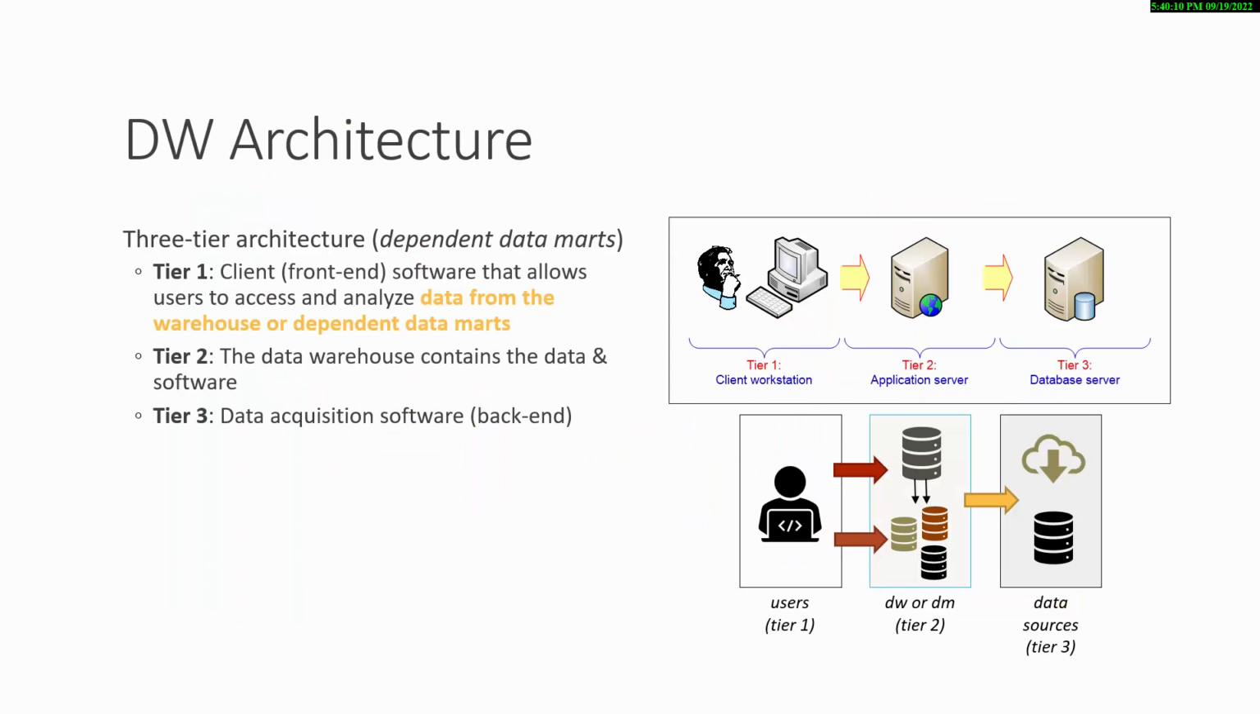Several basic information systems architectures can be used for data warehousing. Mostly, these architectures are called client-server or N-tier architectures, of which the 2-tier and 3-tier architectures are the most common ones. In a 3-tier architecture, the client or the front-end software allows users to analyze data from the warehouse or dependent data marts. Tier 2, the data warehouse, contains the data and the software. And finally, Tier 3 contains data acquisition software or the backend.